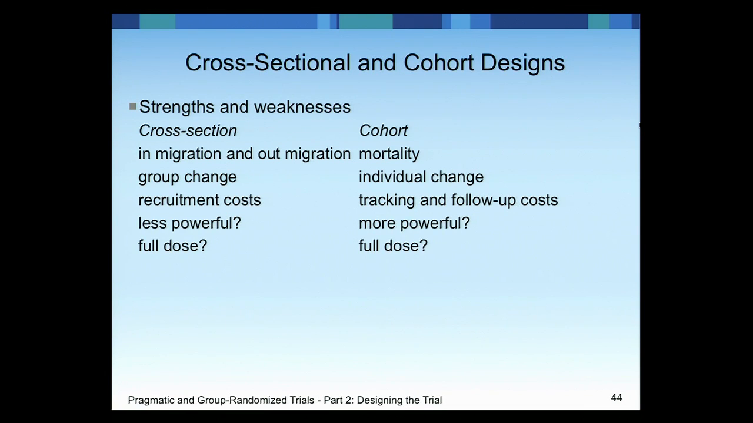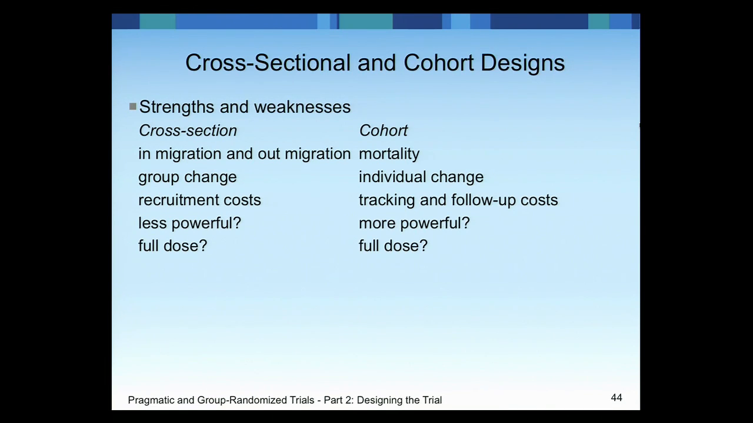People argue about whether cross-sectional designs are more powerful or cohort designs are more powerful. I think most people in the audience probably assume that cohort designs are more powerful. That is going to be true if the outcome variable has a high level of reliability over time, something like smoking status or blood pressure or weight.